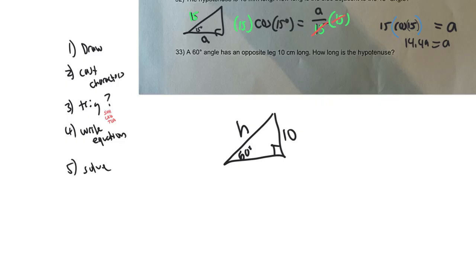Well, the one that has to do with the opposite and the hypotenuse. It's sine, because sine has to do with OH, opposite hypotenuse. Cool. Step number 4, write the equation. Okay, well, it's going to be a sine, right? It's sine of 60 equals opposite over hypotenuse.